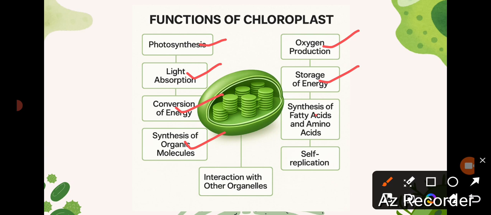Next is the synthesis of fatty acids and the amino acids. Chloroplasts play a secondary role in biosynthesis, producing some of the fatty acids, lipids and amino acids which are required by the plant cells.